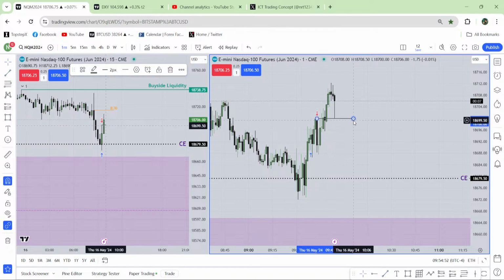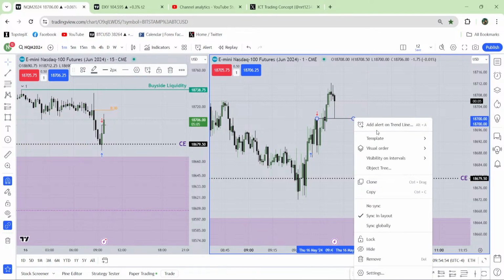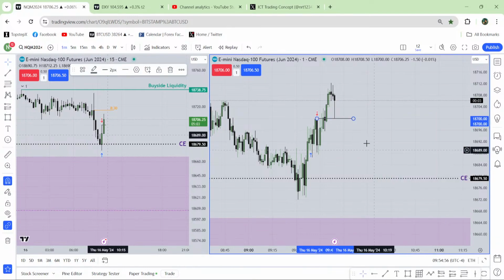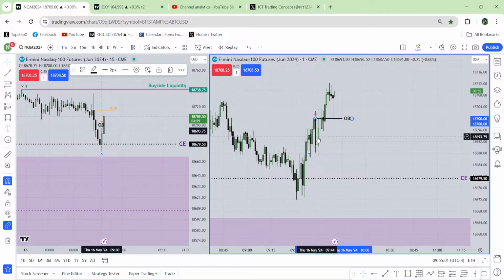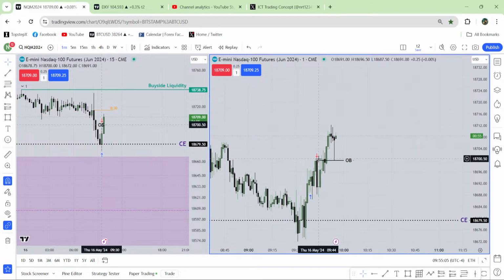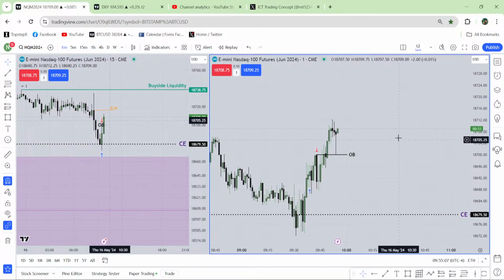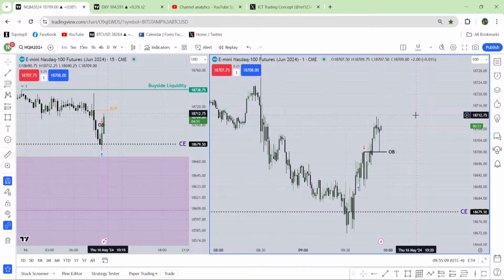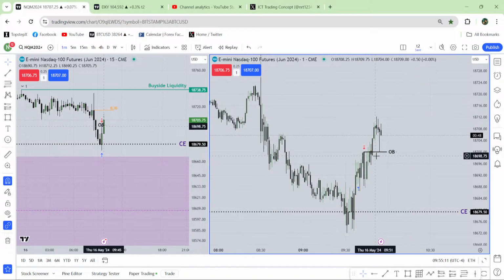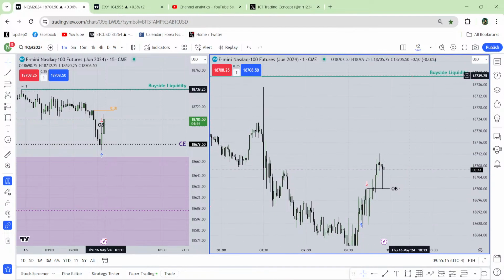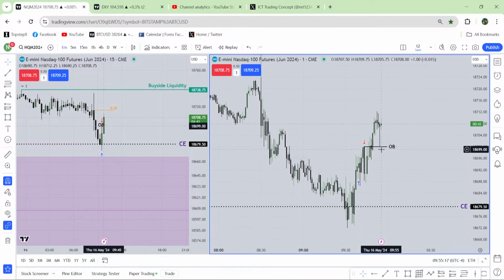I wrote down order block here, but remember this is not an order block. This is actually the propulsion block. Not order block, it's called propulsion block. If I were in this trade, I would add one more contract over here. If I had the chance, until that buy side liquidity, I would add one more contract to this propulsion block.